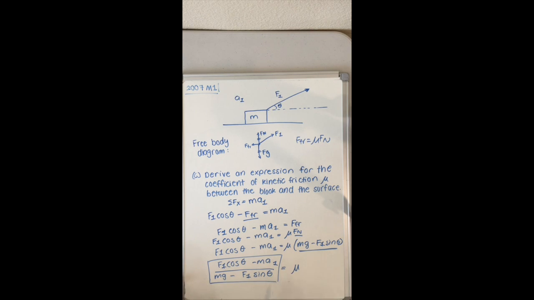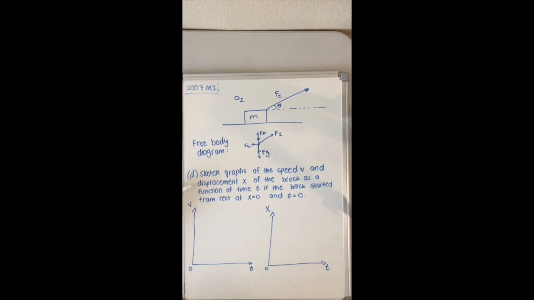That is mu. So the last question, D, is sketch the graphs of the speed v and displacement x of the block as a function of time t if the block started from rest at x equals 0 and t equals 0. Okay, so first of all, we know that the block has a net force acting on it, so it has to be accelerating. So the velocity versus time graph cannot be just a horizontal line because the velocity is not constant, it's accelerating. We also know that the acceleration is constant, so the velocity versus time graph can't be a curve. It has to be just a straight line showing that the velocity is constantly increasing and it has a constant acceleration.